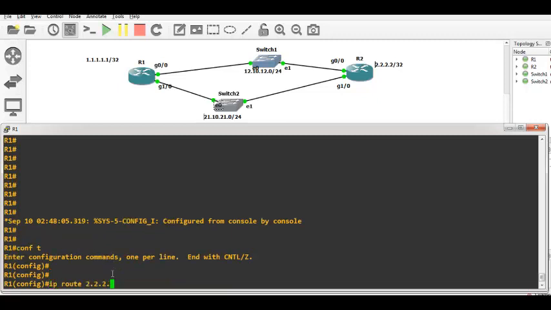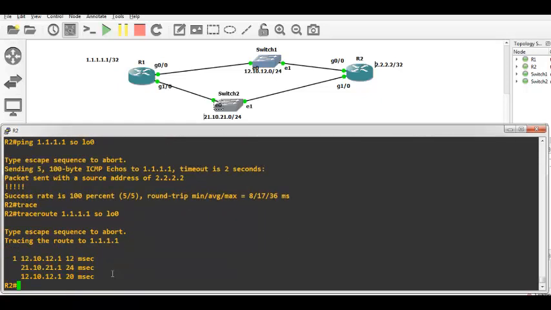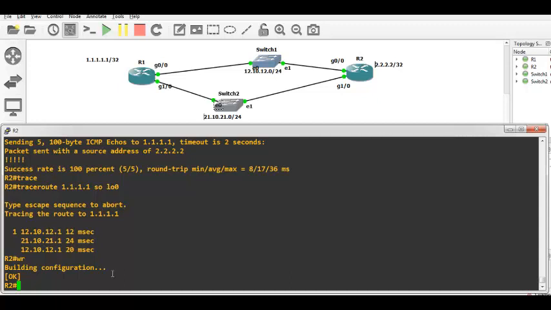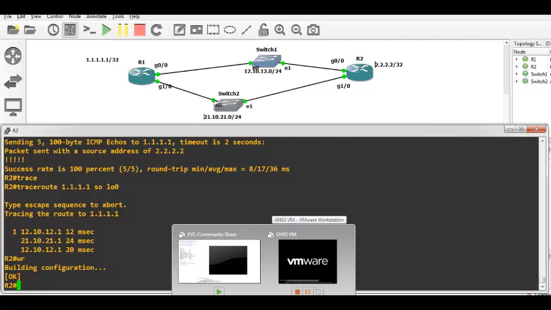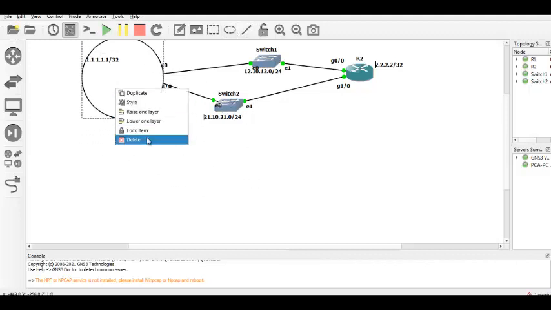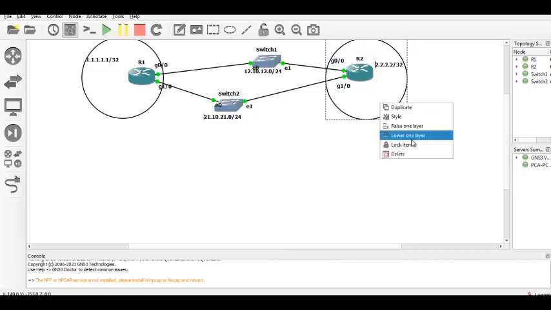This is right. Yep, wonderful. So you can go via 12.1 as well as 21.1. Both the paths are available. Now I would request Girish to configure eBGP. What I need to first do is put the autonomous system number. This will be AS 20. This will be AS 10.